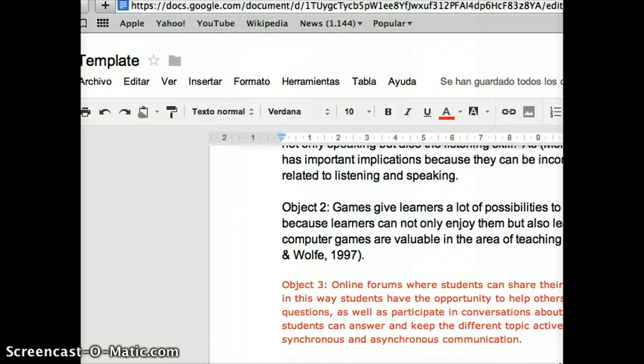Object 2. Games give learners a lot of possibilities to increase their language performance because learners can not only enjoy them but also learn from them. Educational computer games are valuable in the area of teaching strategic management. Shu, 1989, and Wolf, 1997.